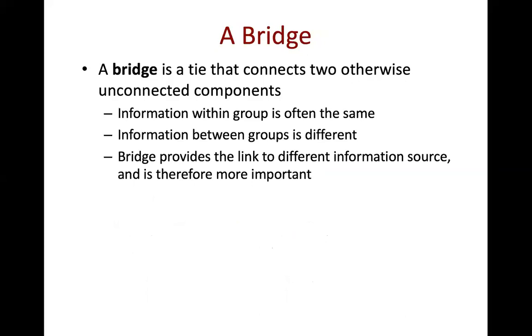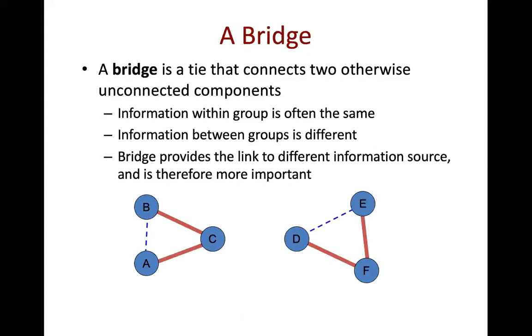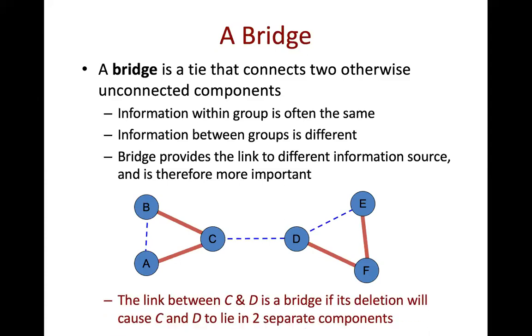Since we talk about bridges, let's describe the bridge. A bridge is a tie that connects two otherwise unconnected components. Information within a group is often the same, while information between groups is different. That's why it's so important for us to diversify our networks and go to different groups. A bridge provides the link to a different information source, and therefore it's more important in terms of transmission of information. This is an example of a bridge: the tie between C and D, otherwise these components are not connected.